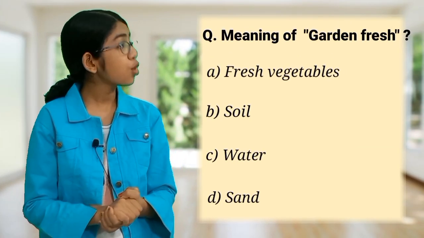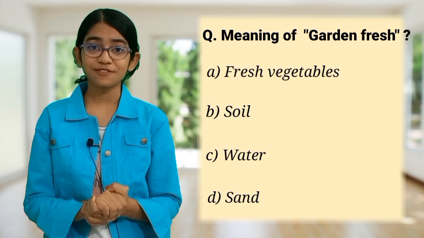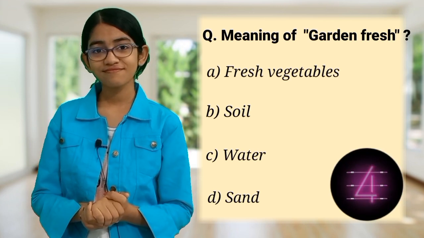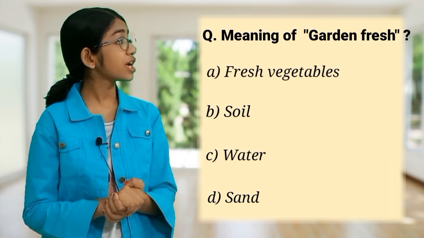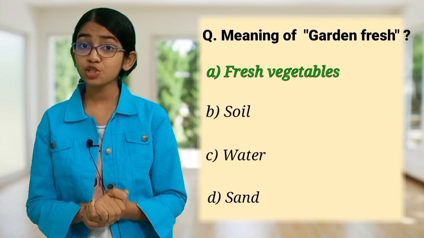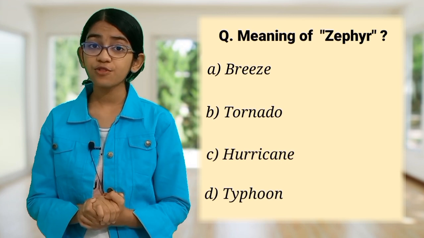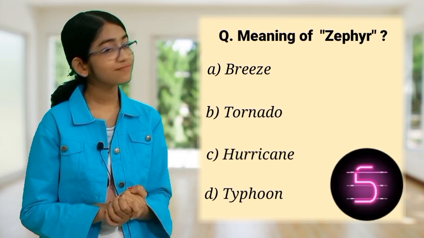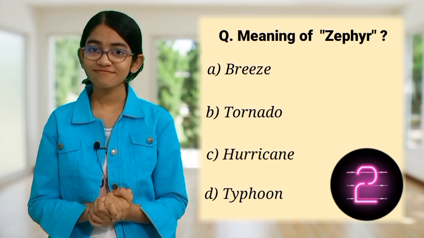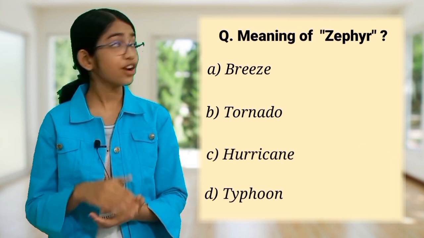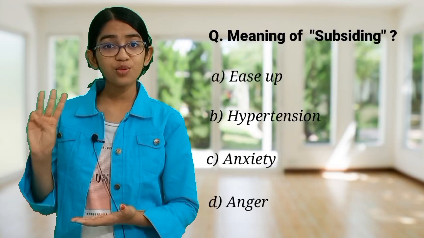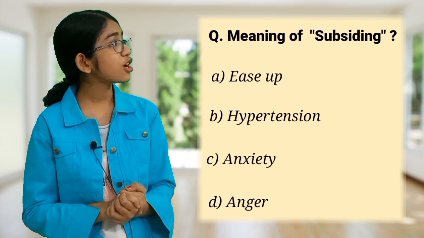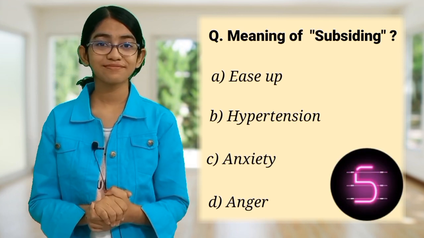First question is, what is the meaning of the word cotton fresh? The correct answer is A. Fresh vegetables. The second question is, what is the meaning of the word zephyr? The correct answer is A. Breeze. Now, your third question is, what is the meaning of the word subsiding?